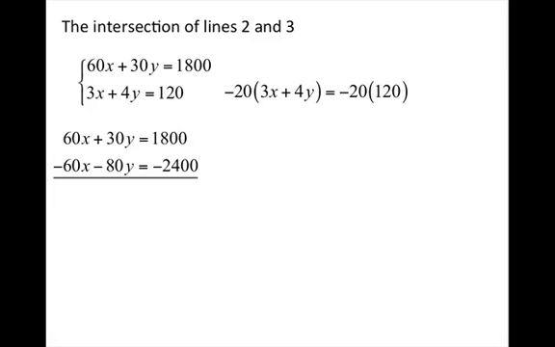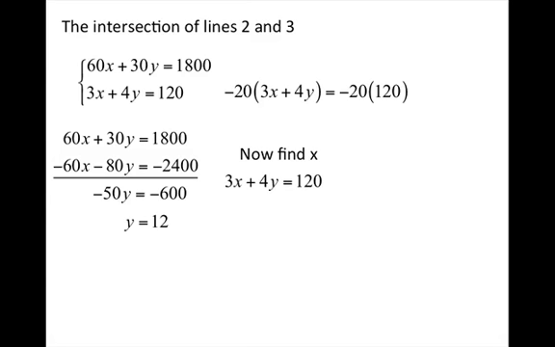If I add these, the 60x minus 60x cancel, they eliminate. 30y minus 80y is negative 50y. And 1800 minus 2400 is negative 600. If I divide each side by negative 50, I get y equals 12. Now I want to find my x, so plug that y into either equation. I'm going to use the 3x plus 4y equals 120.